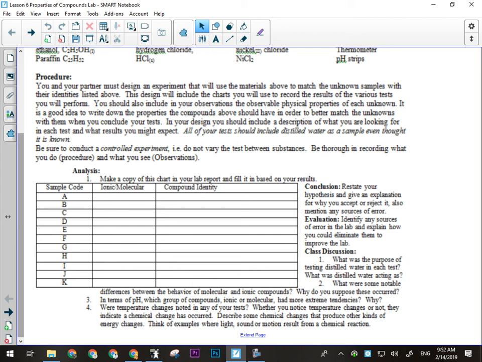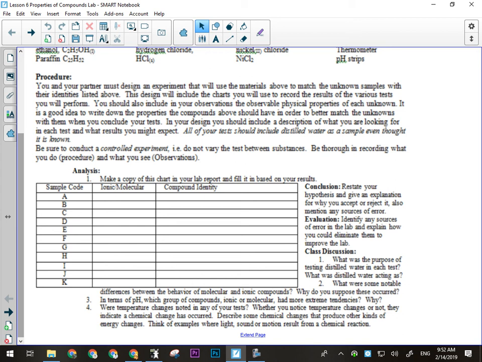So for evaluation: here's my source of error, here's how it affected the lab, here's how to fix it. That's what goes in there, for 2 sources. The class discussion you don't have to do. We're going to talk about those when I hand back your labs after they're due. Questions on any of that?